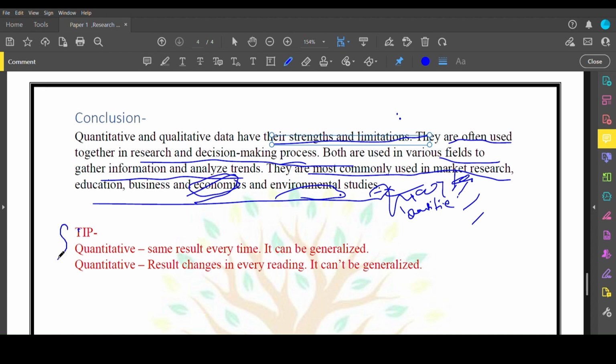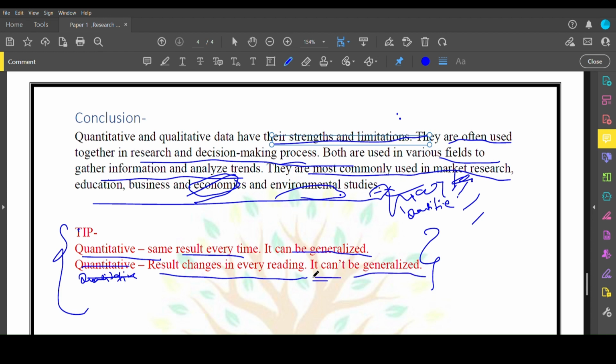Now what is the tip? Tip is something that I have made to remember these things. So when we talk about quantitative, तो quantitative में results जो होते हैं वो हमेशा same आते हैं, and इसके results हैं these can be generalized. But when we talk about qualitative, here result changes every time in every reading, and it cannot be generalized. So when you get a question, just think whether it can be generalized or not. If it can be generalized, it is quantitative, and if it cannot be generalized, it is qualitative.